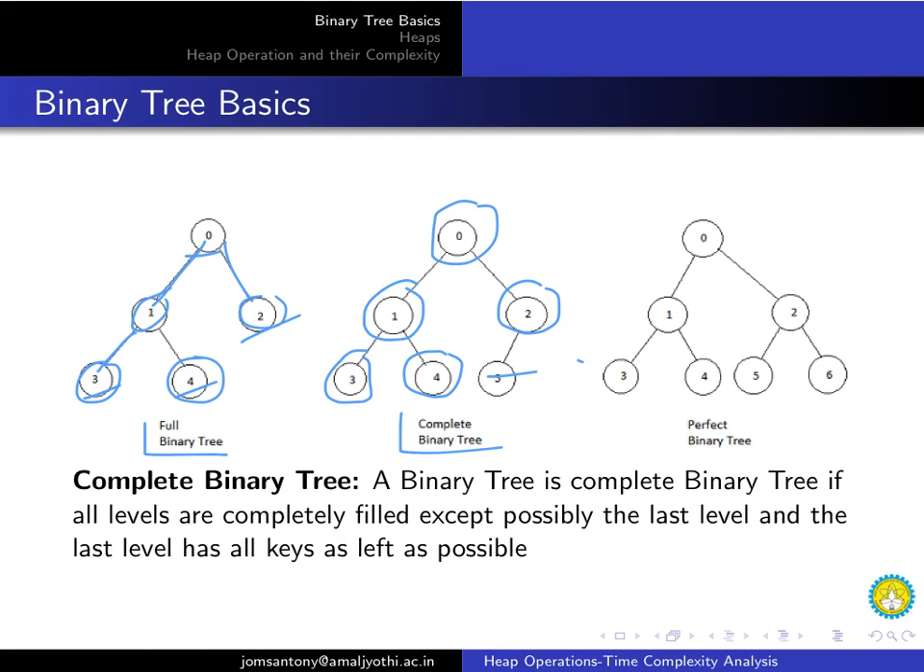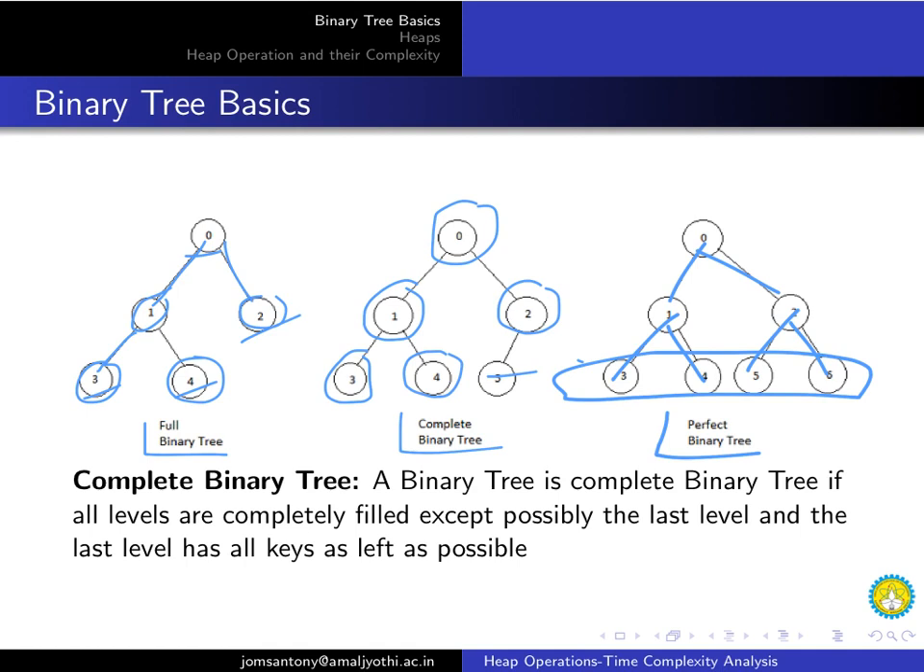Now let us try to understand what is a perfect binary tree. A perfect binary tree is a binary tree in which all the internal nodes have two children and all the leaves are at the same depth. So in this diagram you can see that all the leaves are at the same depth, and also all the internal nodes have two children. If you look at the node 0, it has got two children, 1 and 2. If you look at 1, it has got two children, 3 and 4. And if you look at 2, it has got two children, 5 and 6.